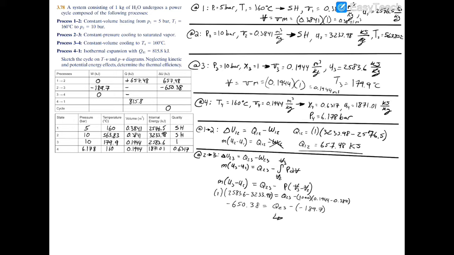And when you solve for Q23, you're going to have it equal to negative 840.08 kilojoules.